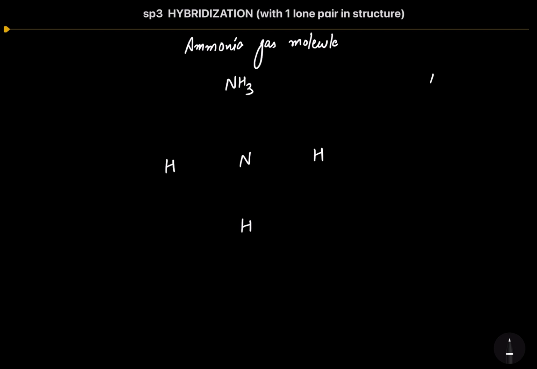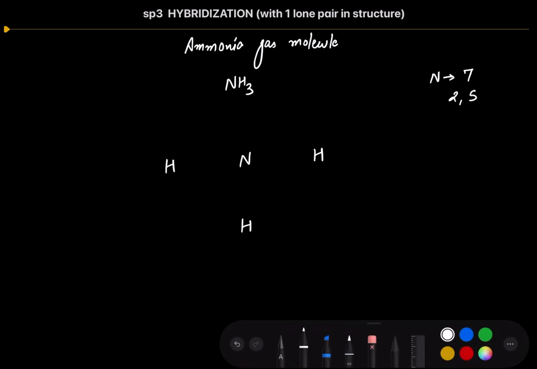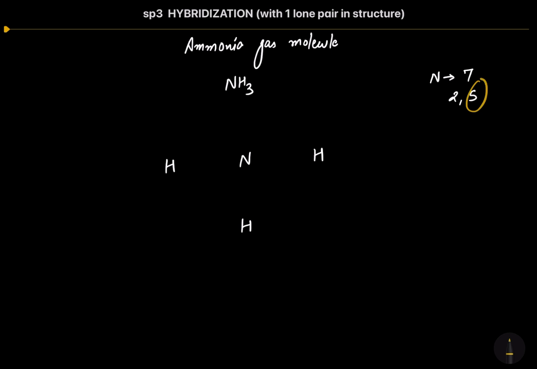Now let's talk about the nitrogen first. What's the atomic number of nitrogen? That's 7. So the electronic configuration is 2, 5. That means nitrogen has 5 electrons in its valence shell. So let's mark those 5 electrons around the nitrogen in the Lewis structure. That's the first electron, second electron, third electron, fourth electron, and the fifth electron.